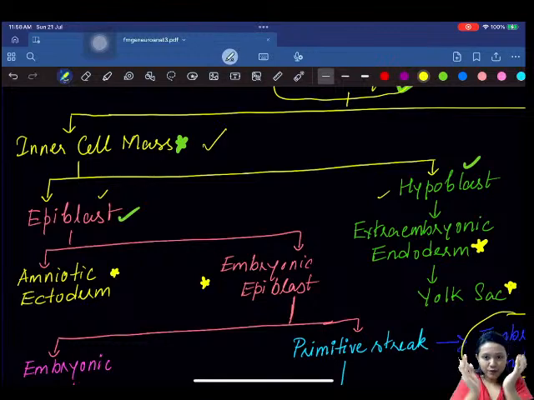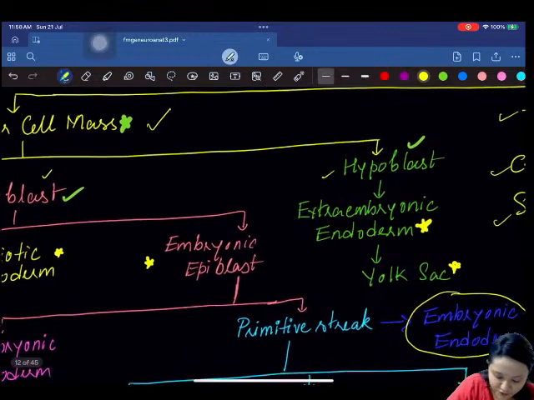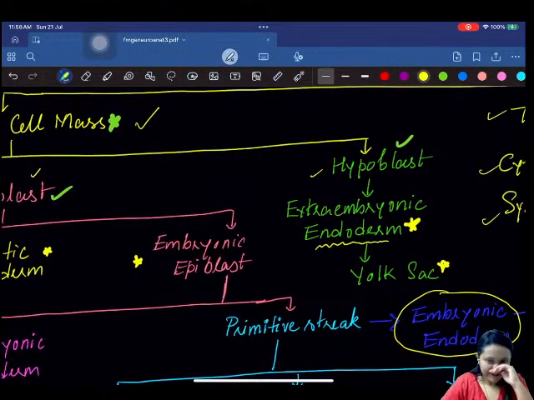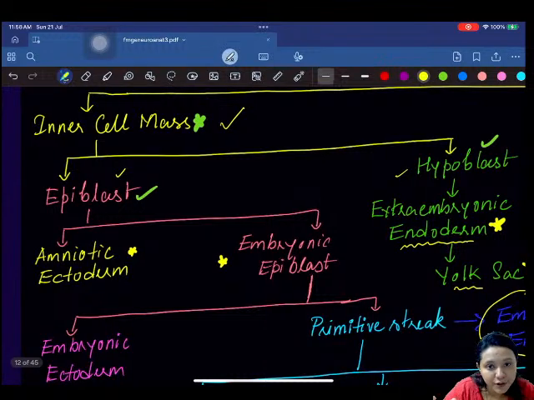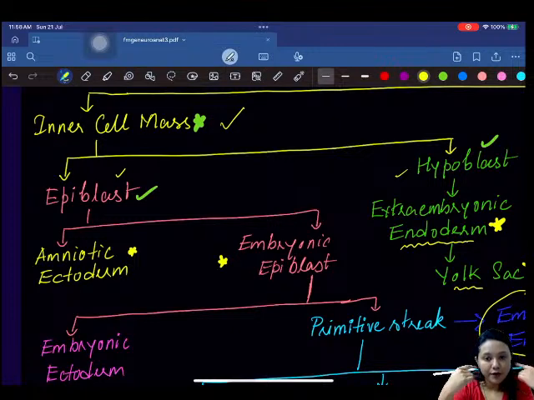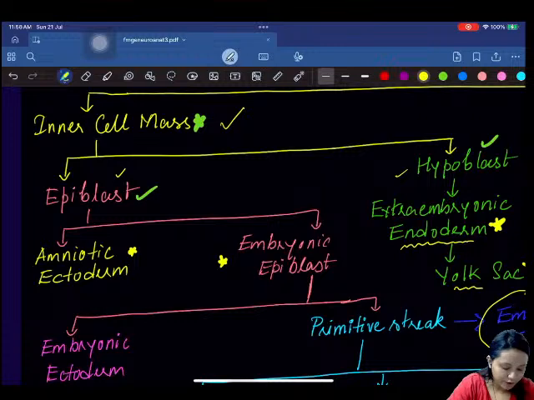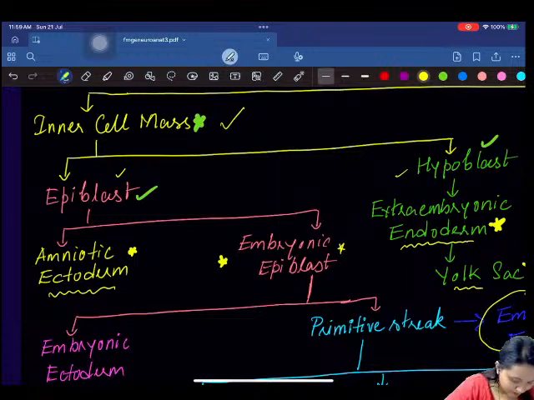Hypoblast cells are migrating towards the yolk sac, and that is forming the extra-embryonic endoderm, and then you have the yolk sac formation. So the yolk sac is ultimately coming from the hypoblast, and from the epiblast you have the amniotic ectoderm and embryonic epiblast. The epiblast is such a layer that it is giving rise to all your ectoderm, endoderm, and mesoderm. So first of all you have the amniotic cavity. So you have the amniotic ectoderm, and then you have the embryonic epiblast, which is also known as the embryoblast.